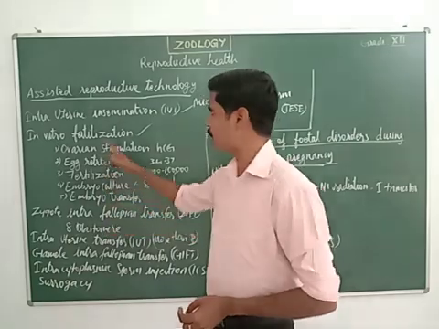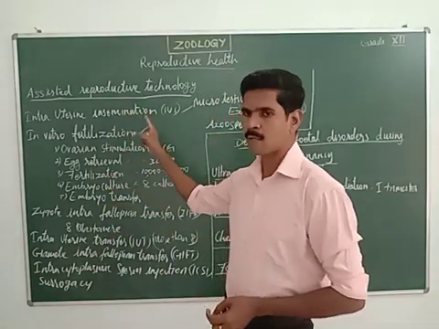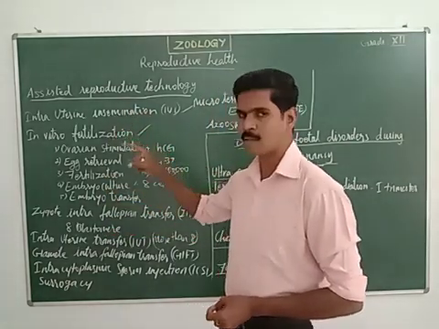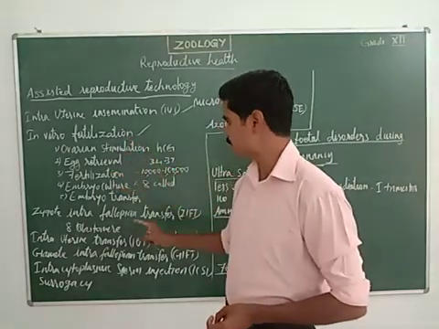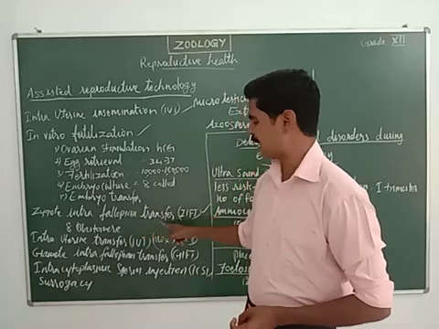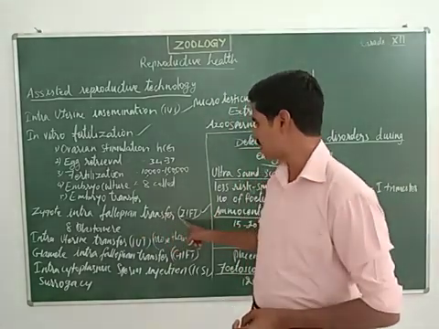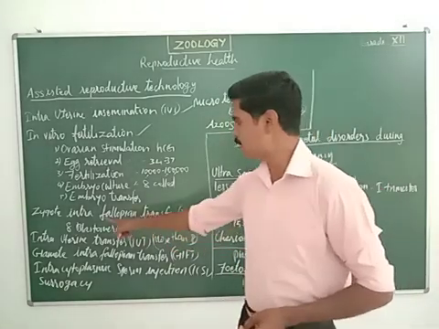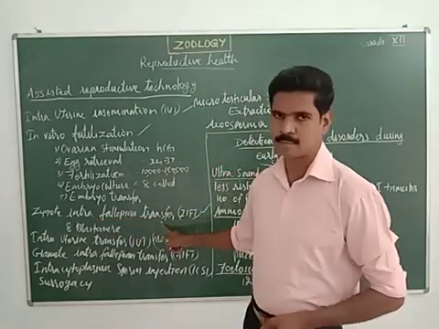Then next, now we have completed two assisted reproductive techniques. The first one is intrauterine insemination. The second one is in vitro fertilization. Now third, we are going to study zygote intrafallopian transfer, in short, ZIFT.